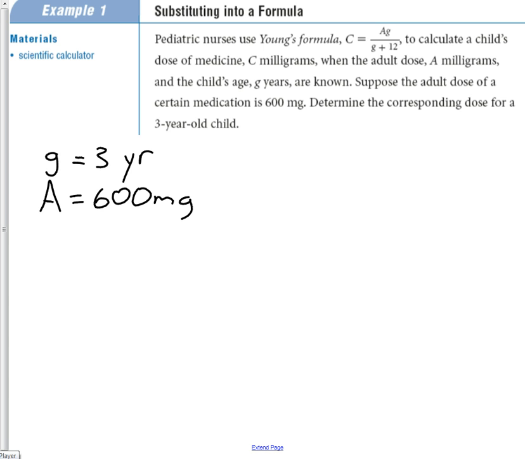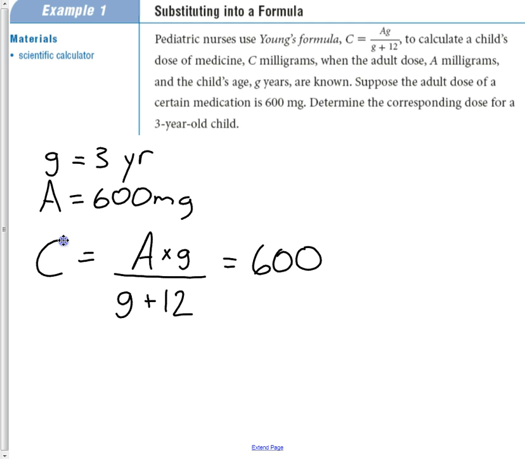Okay, the formula here is fairly simple to work with. It's a fraction. AG could also be interpreted as A multiplied by G divided by G plus 12. Here we're not questioning where this formula comes from, we're just using it, okay? So substituting in our values here, following order of operations, 600 multiplied by 3 divided by 3 plus 12. And we know our answer's supposed to be in milligrams.